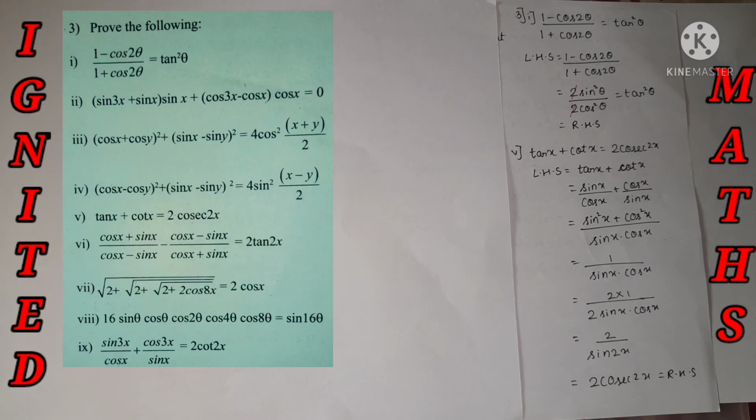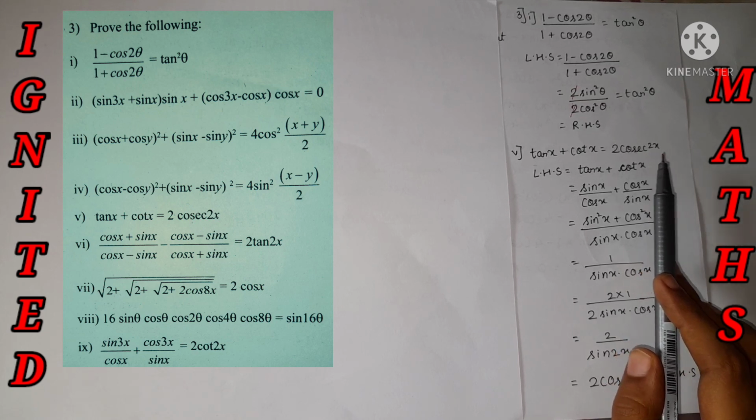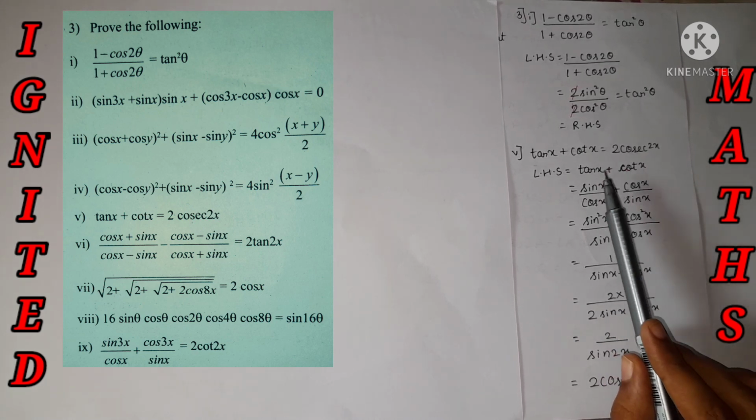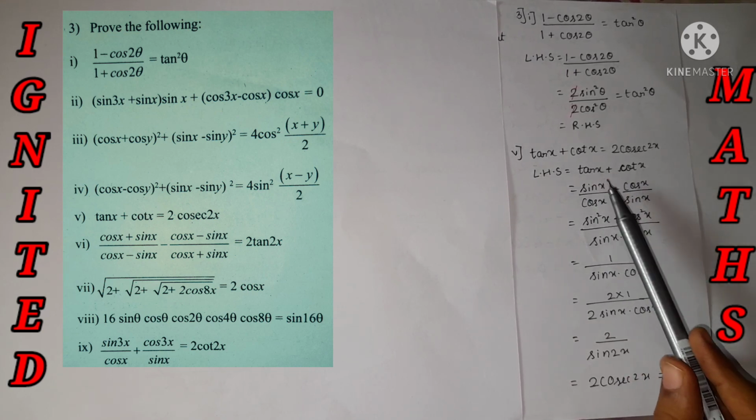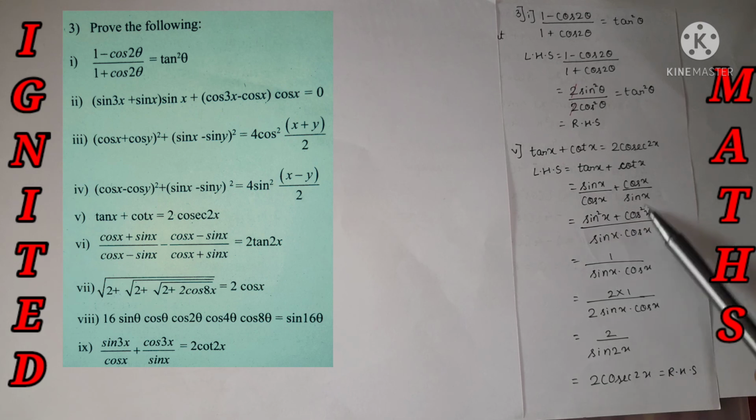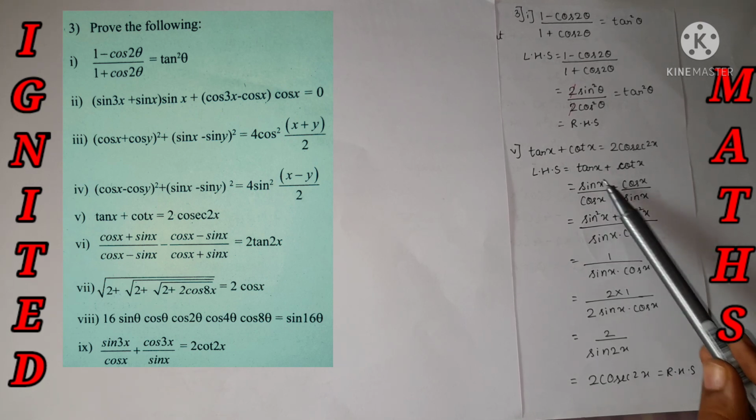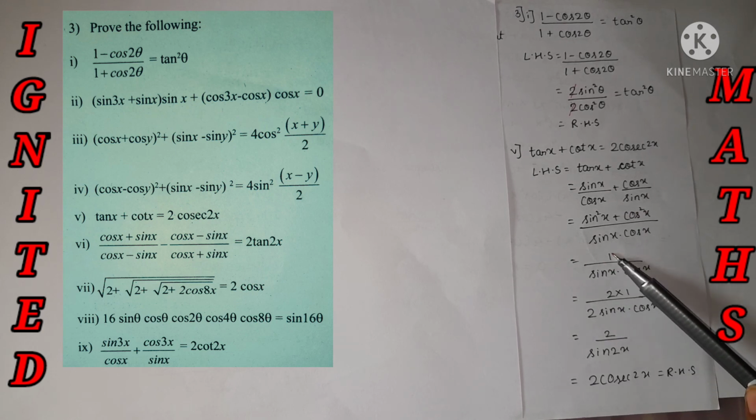The fifth sub question I took over here is tan x plus cot x is equal to 2 cosec 2x. So let's take the LHS value, which is tan x plus cot x. We know tan θ is sin θ by cos θ, and cot θ is cos θ divided by sin θ. Just rationalize the denominator, multiplying numerator and denominator by sin x and cos x. So sin²x plus cos²x is equal to 1, divided by sin x cos x.